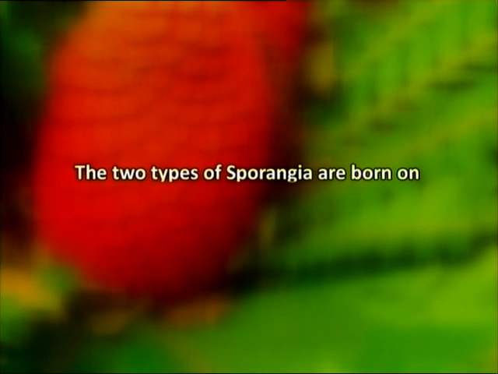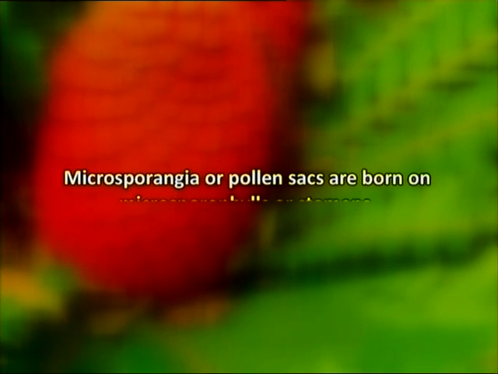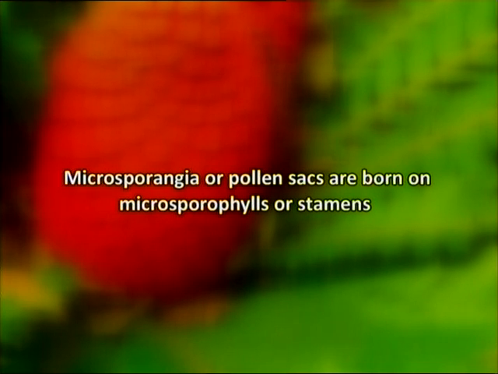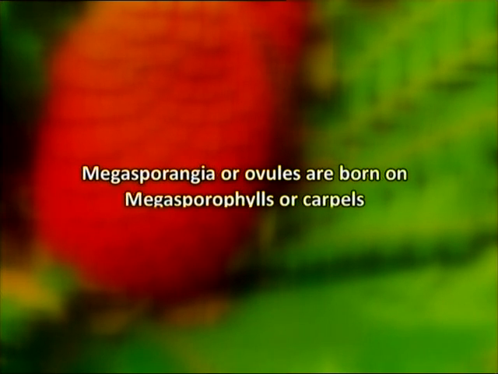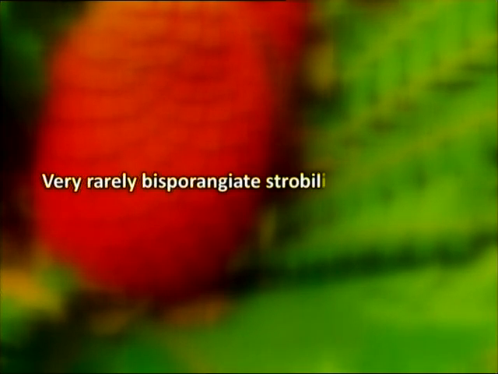The two types of sporangia are borne on special leaf-like structures called sporophylls. The microsporangia or pollen sacs are borne on microsporophylls or stamens, and the megasporangia or ovules are borne on megasporophylls or carpels. The sporophylls are usually aggregated in the form of compact structures called cones or strobili. Plants may be monoecious or dioecious with respect to strobili. Very rarely, bisporangiate strobili may be found.